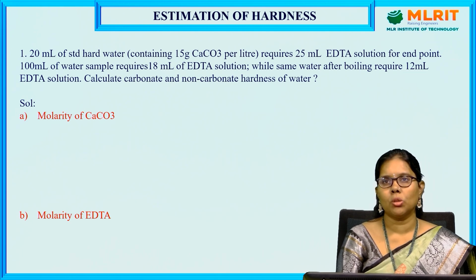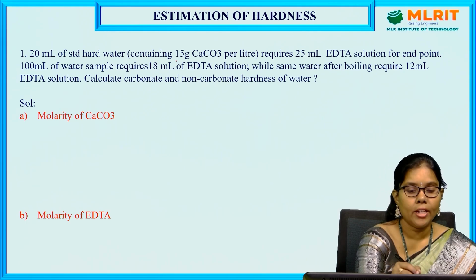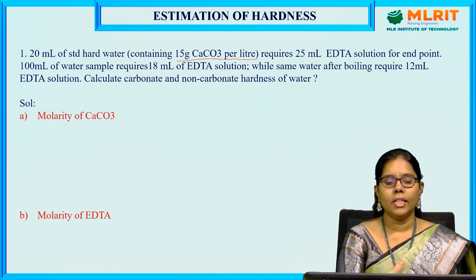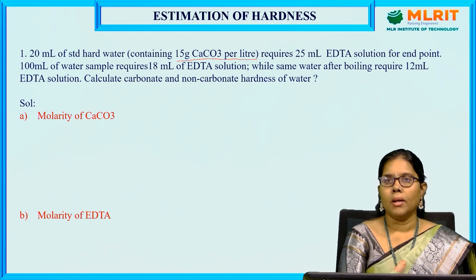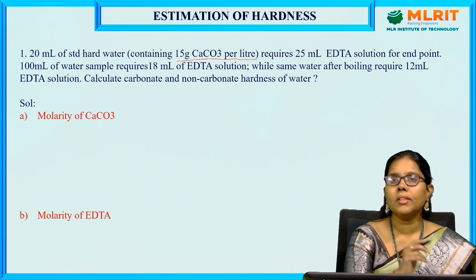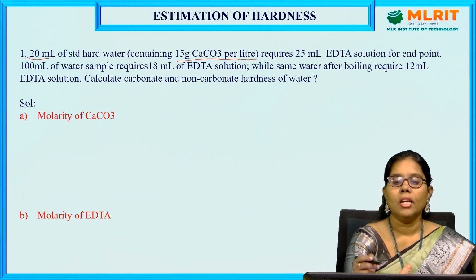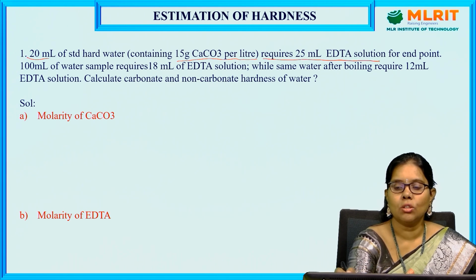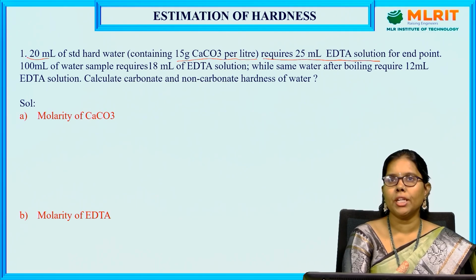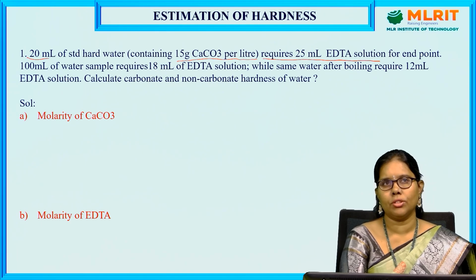20 ml of standard hard water containing 15 grams of CaCO3 per liter. So they have given the concentration as 15 grams per liter of CaCO3. They have taken 15 grams of CaCO3 in 1 liter. Of this 1 liter solution, 20 ml of standard hard water requires 25 ml of EDTA solution per endpoint. So that is step 1, between the standard hard water and the EDTA solution.